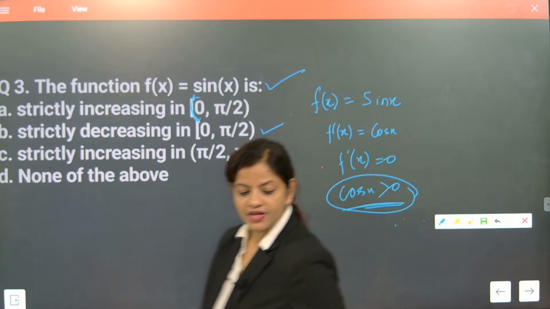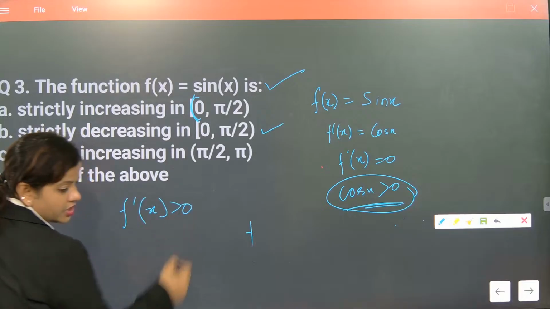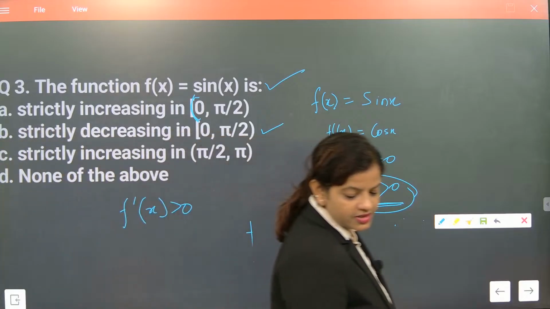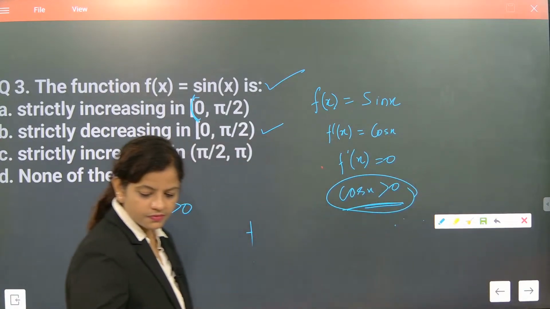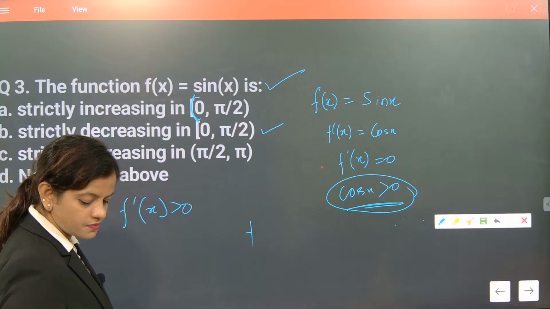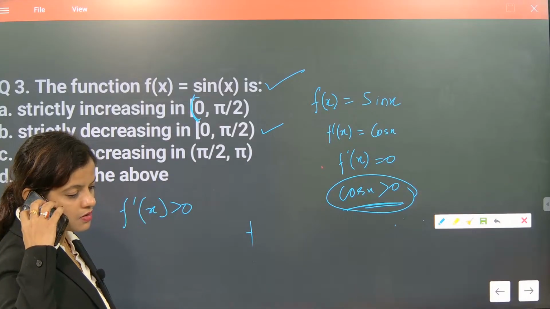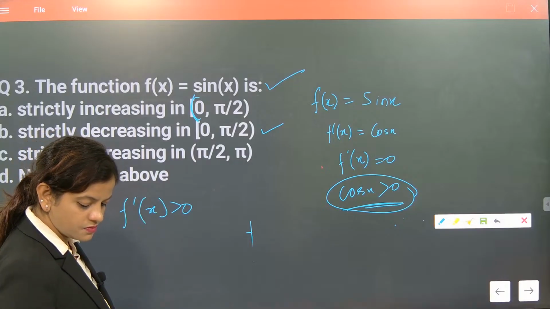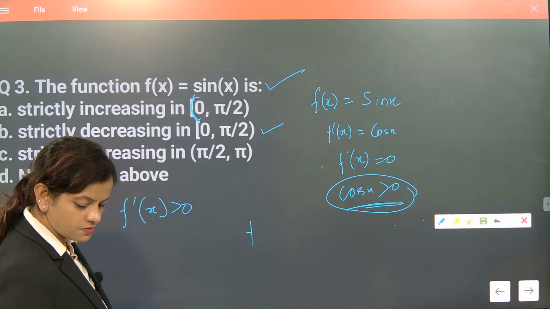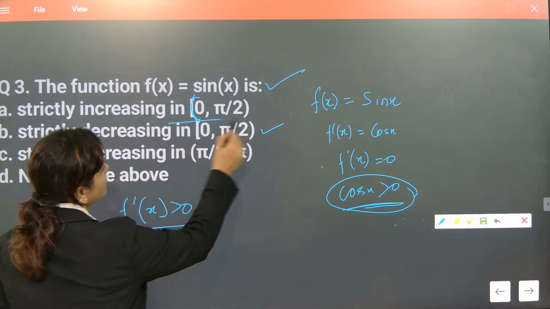Okay, because f dash x is direct. When you are writing, for an increasing function, f dash x is greater than 0. Understood? So here f dash x is strictly greater than 0. Strict inequality we are going to check.